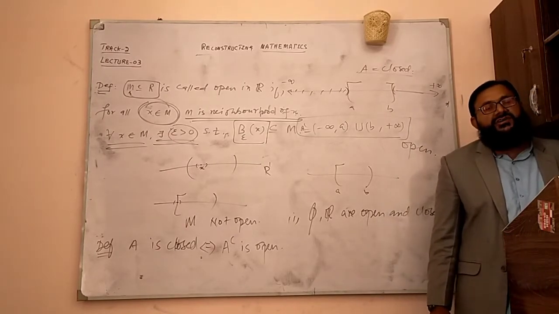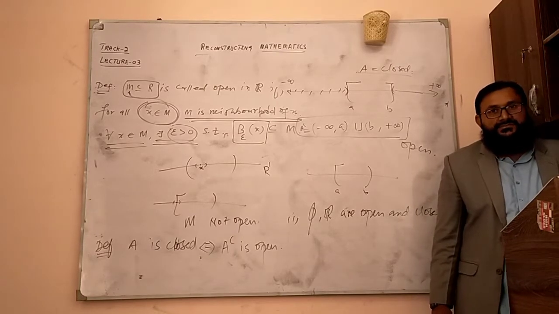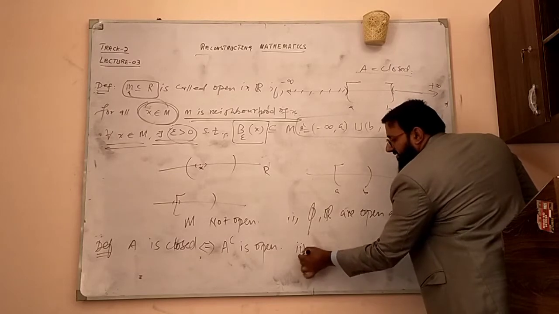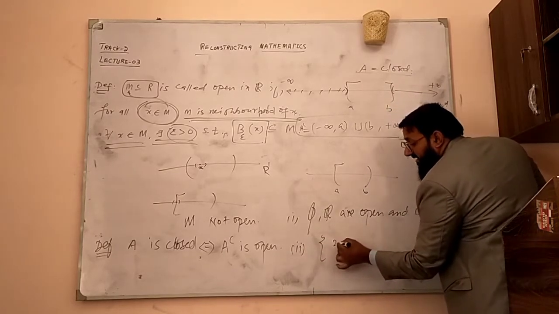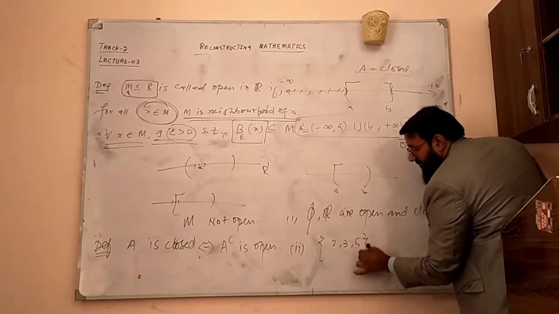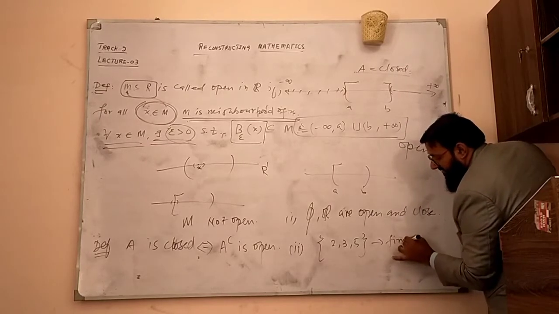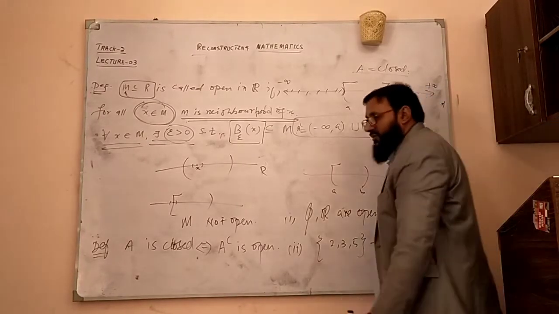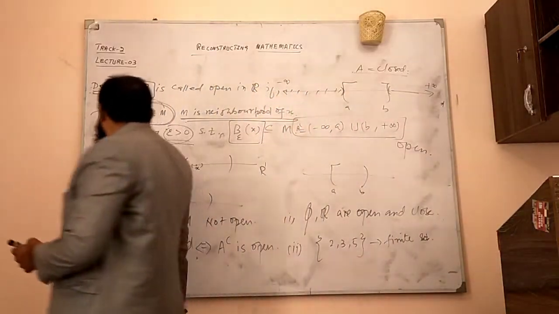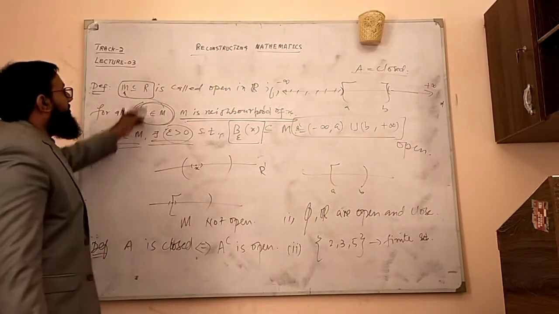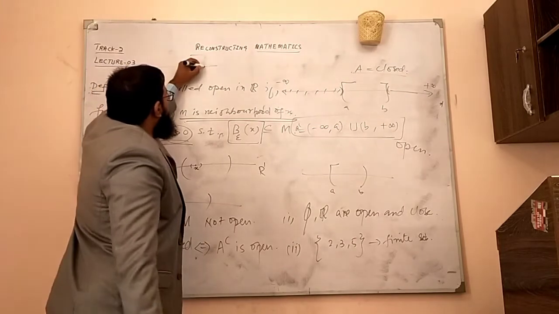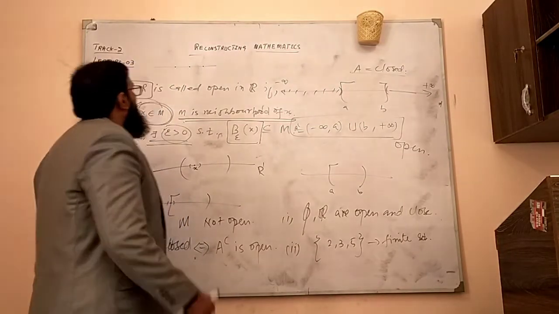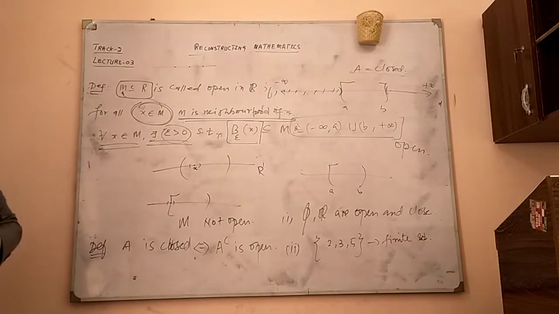How about a finite set? You know very well about the intervals, so I'm not going to write. I'm writing a finite set. Open or closed? These are only points. If you take R1, this is a point, and this is a point, and this is a point. That's all. Open or closed?